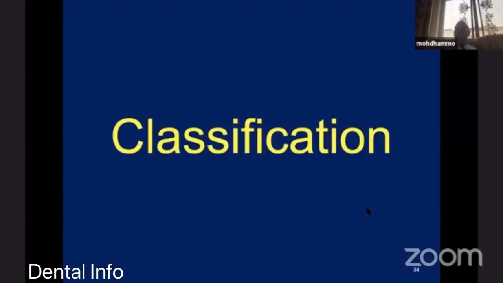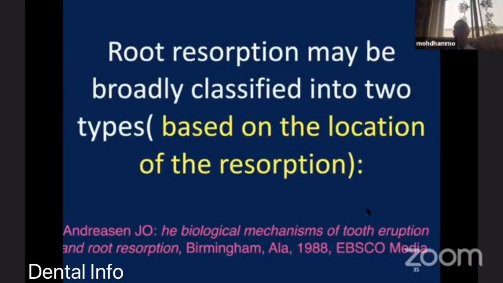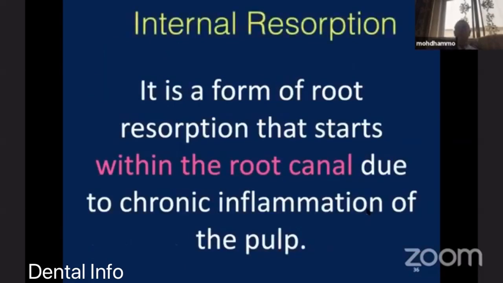And when we talk about resorption, we have to make the classification. The most popular classification is by Andreasen. He classified root resorption according to the location into two types, either internal resorption inside the tooth or external resorption outside the tooth. So let's talk about internal resorption. It is a form of root resorption that starts within the root canal due to chronic inflammation of the pulp.